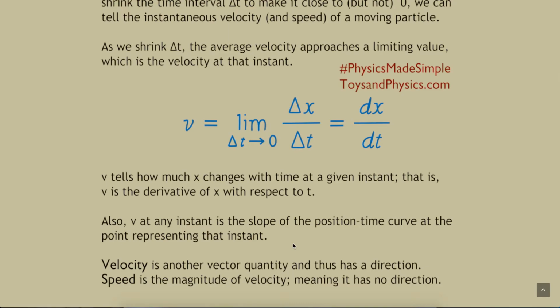Like I've said before, velocity is a vector quantity and thus has direction. Speed, on the other hand, is the magnitude of the velocity, the magnitude of this vector quantity, meaning it has magnitude, of course, but has no direction. We're going to elaborate more on this, but for now it's important for you to know the concept of instantaneous velocity.